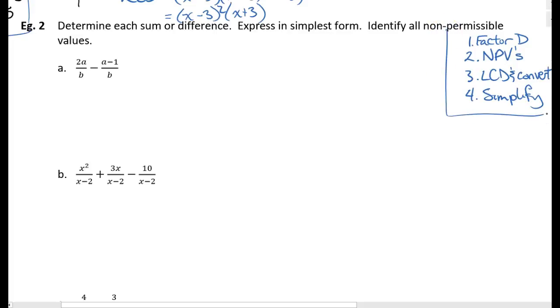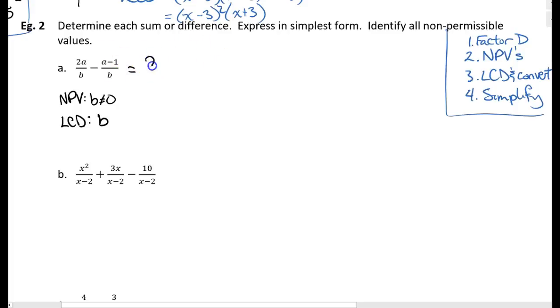Those are our 4 key steps. So in this case, for A, I check it's factored completely. I state that my non-permissible value is that b can't be 0, because it's just b by itself in the denominator for both scenarios, which means that it is already my common denominator. So I don't need to change anything. I'm just going to go ahead and subtract these.